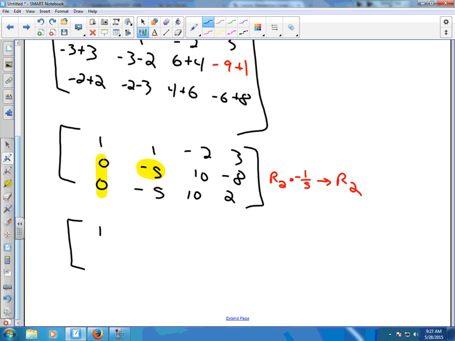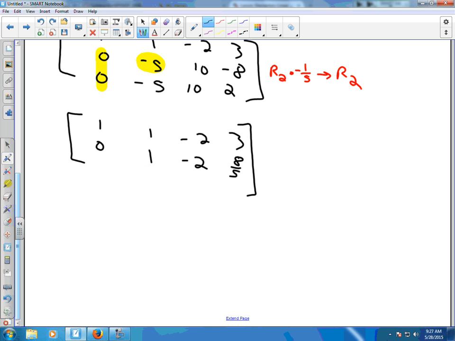So the first row, we're not doing anything to it. The second row, we're multiplying times negative 1/5, so that gives us 1, negative 2, 8/5. And the bottom row, for now, we're leaving the same. So now that we have a pivot with zeros underneath it, our next pivot is a 1. We need a 0 underneath it. So what can we add to negative 5 to make 0?